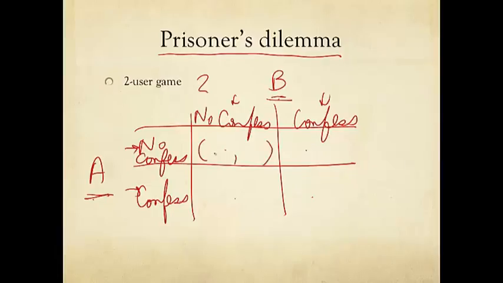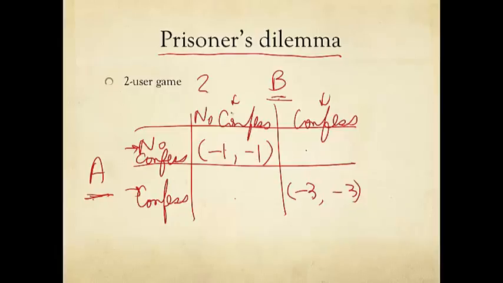The first number denotes the payoff to A, and the second the payoff to B. So if they both decide not to confess, then the police can only charge them with a lesser crime, and they will each get, say, 1 year in prison. Whereas if they both confess, then they will be sent to prison for a longer term, say 3 years.